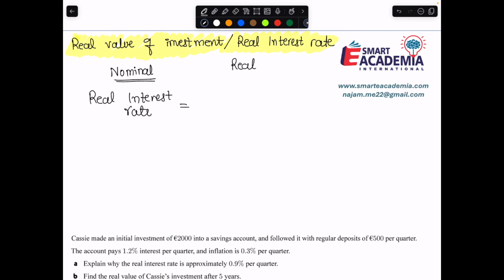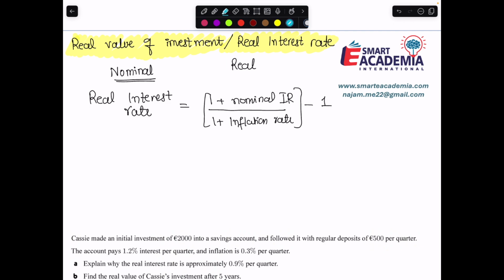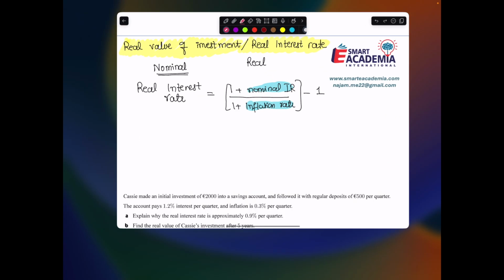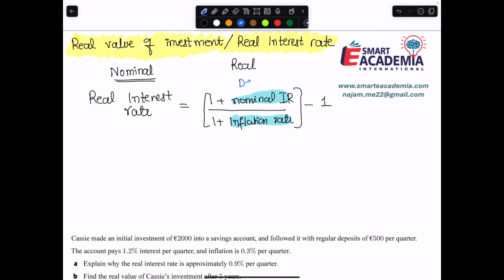The real interest rate is calculated by this formula: (1 plus nominal interest rate over 1 plus inflation rate) minus 1. So this is your real interest rate. Remember, the nominal interest rate and inflation rate should be in decimal form, and your real interest rate you will also get in decimal form, and you need to convert this into a percentage.